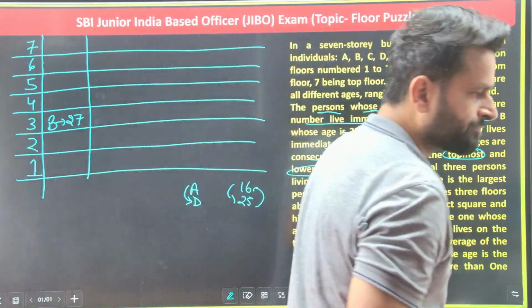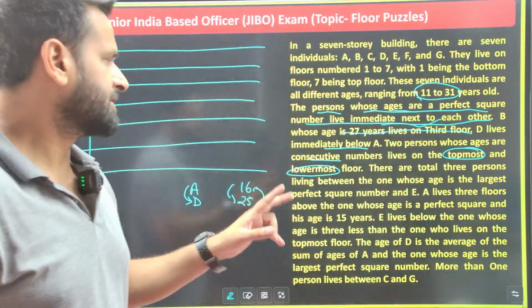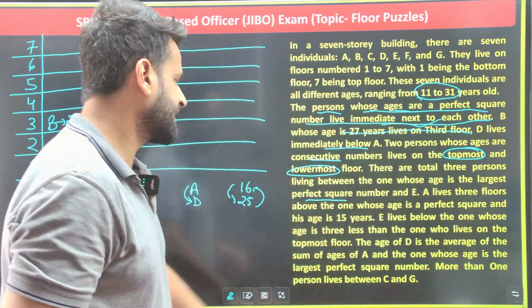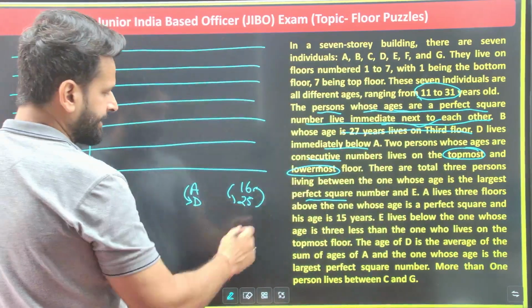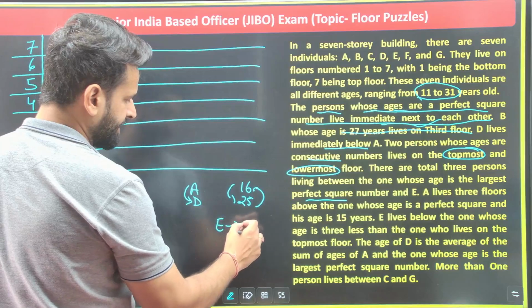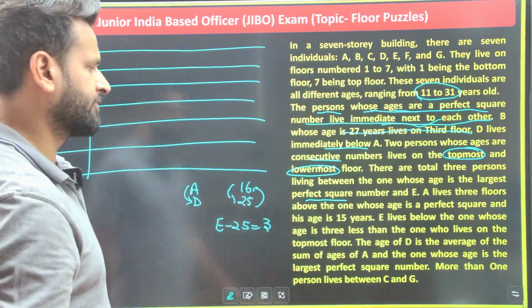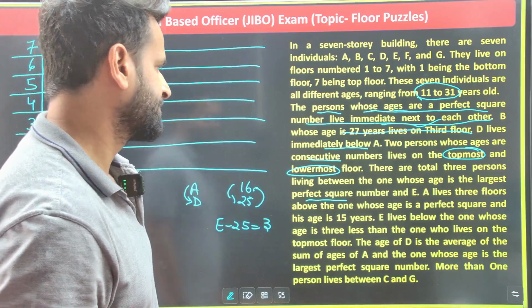Is it okay? Next. There are a total of three persons between the one whose age is the largest perfect square, that is 25, and E. That means between E and the person whose age is 25, the total number of persons, or I can say the total number of floors, is 3.